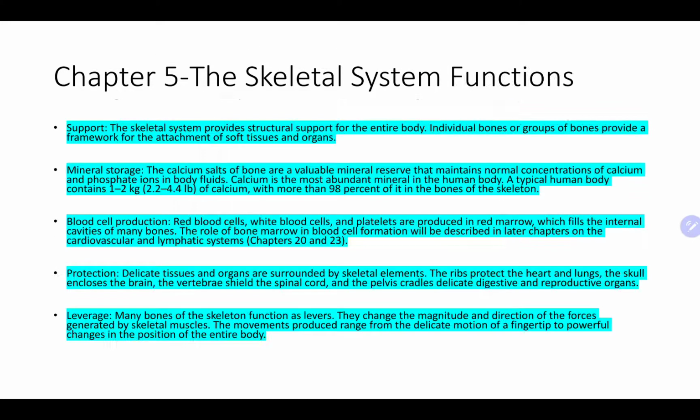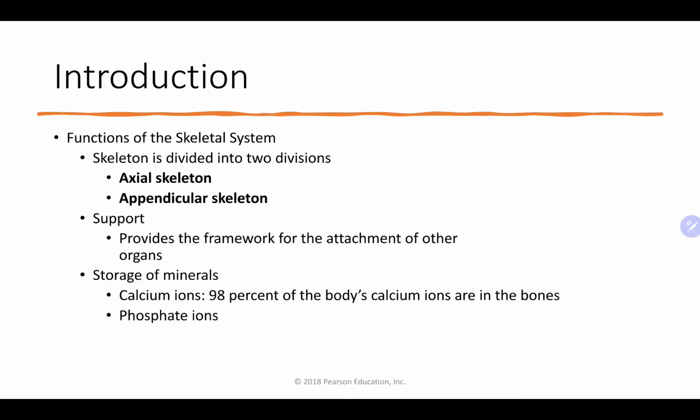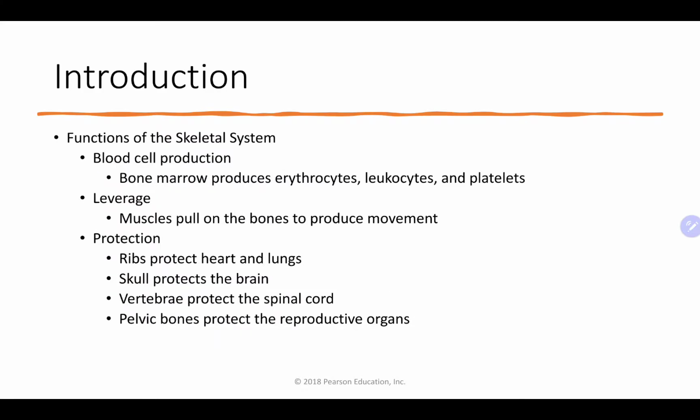Going over chapter 5, some stuff in chapter 5, right? Remember we talked about the skeletal system, okay? Now, the skeletal system is going to be divided into 2 divisions. You have the axial skeleton and the appendicular skeleton. Functions of the skeleton, right? Support is going to provide that framework for the attachment of other organs. It's going to act as mineral storage, right? Storing 98% of the body's calcium, phosphate ions, right?